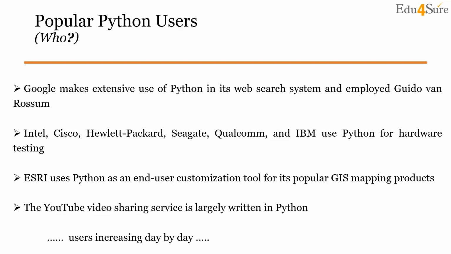Intel, Cisco, HP, Seagate, IBM use Python for software and hardware testing. Python is also being used as an end-user customization tool for the purpose of GIS mapping products. The most important company that we have to talk about is definitely YouTube. YouTube's video sharing service is largely written in Python. You can see how many big companies are using Python for their product development.